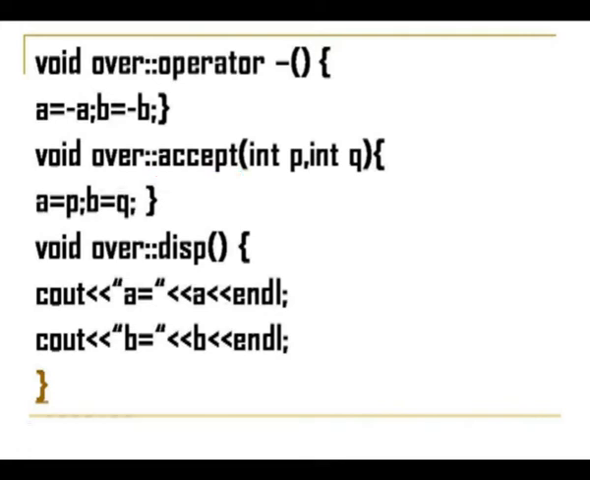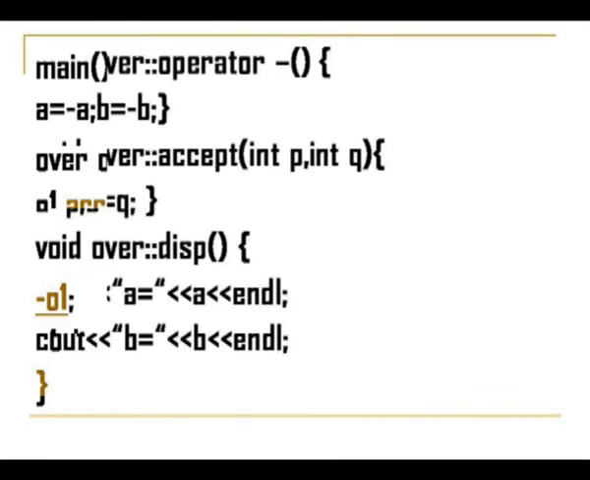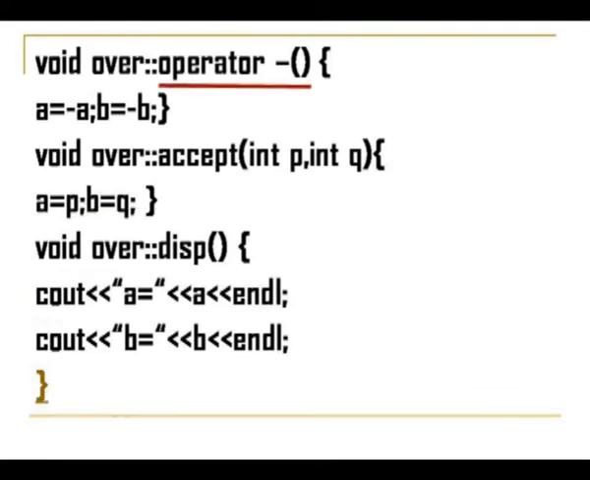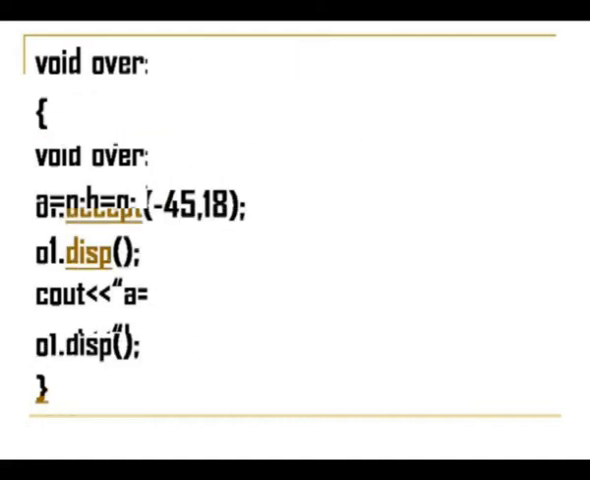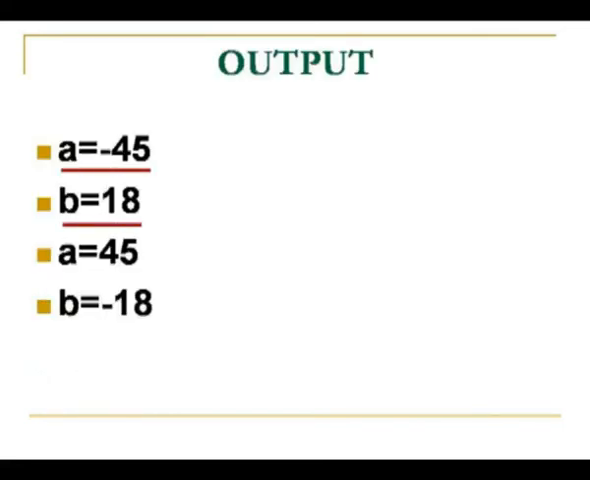As soon as the compiler sees this particular function, it will go to this accept function, it will give minus 45 over here and it will give 18 over here. Then O1 dot disp, that means first minus 45 and 18 will be displayed. Then you are calling this operator function minus O1. As soon as this minus O1 is seen, the compiler will go to this function, it will make a is equal to minus a, b is equal to minus b, that means the signs are reversed, and then O1 dot disp. So, the output will be first minus 45, then 18, then plus 45 and minus 18.